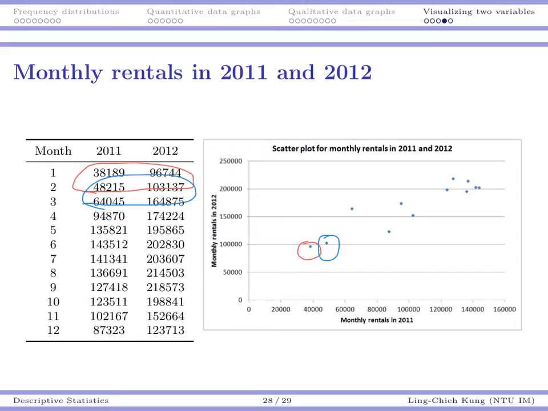Once you have it, then immediately you see somewhat a positive correlation with each other. It seems that when one variable goes up, the other also goes up, and it somehow gives you a hint that these two sets of data are positively correlated with each other. When one goes up, the other also goes up. So that's something a scatter plot can help you with.